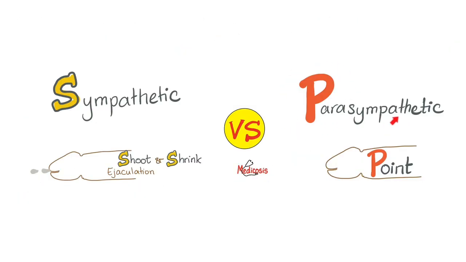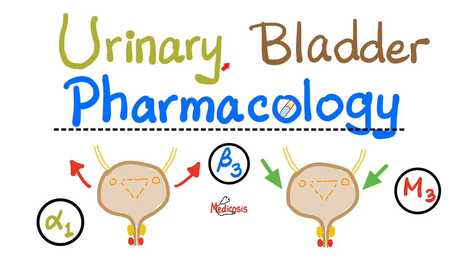What's the effect of the parasympathetic on the male organ? It points. #erection. What's the function of the sympathetic nervous system when it comes to the male organ? Shoot and shrink. The S with the S. #ejaculation.